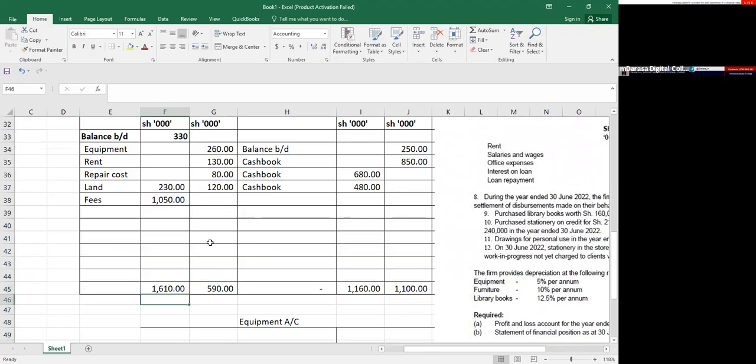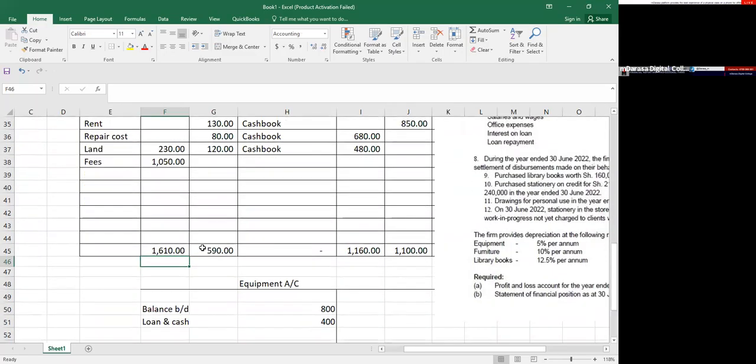Rarely will we miss that figure; we will always be having that figure many a time actually. So once we have that in place, we can now close our accounts here and see what we'll be having. Balance carried down.